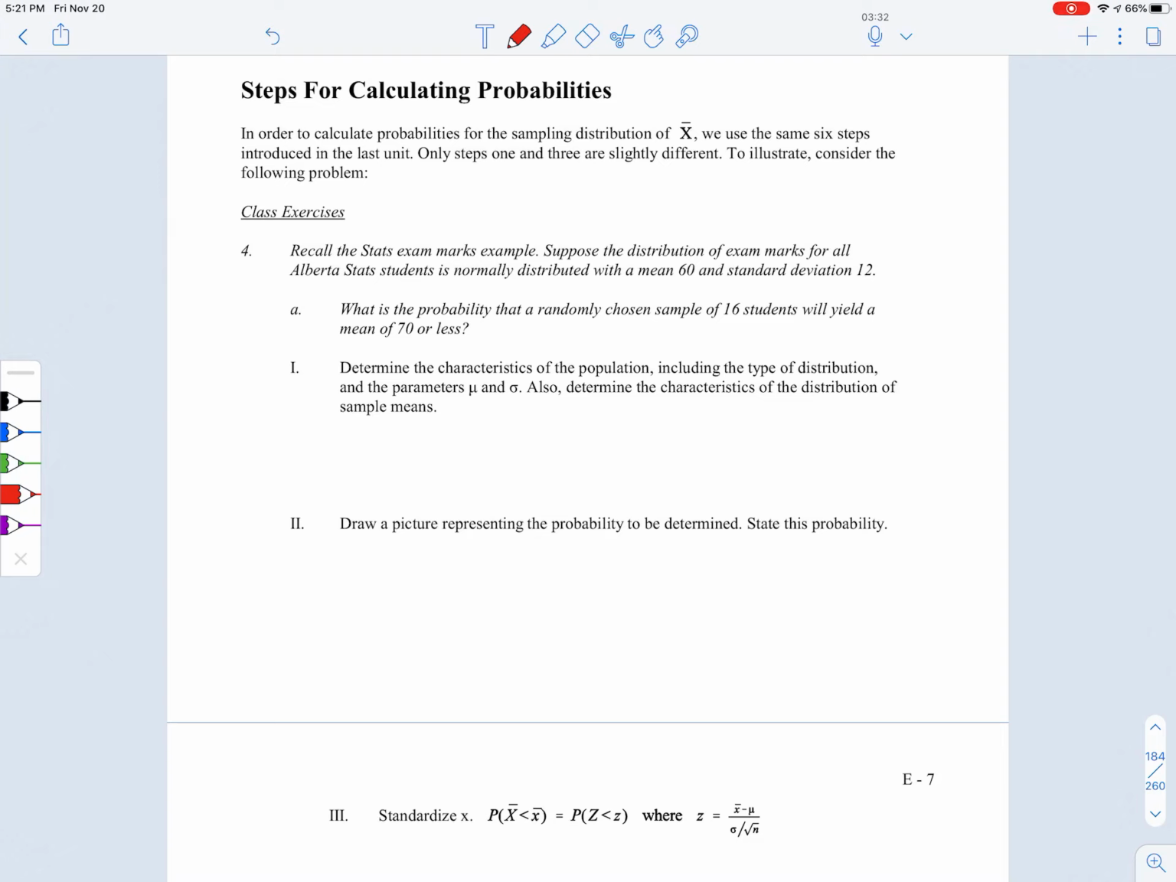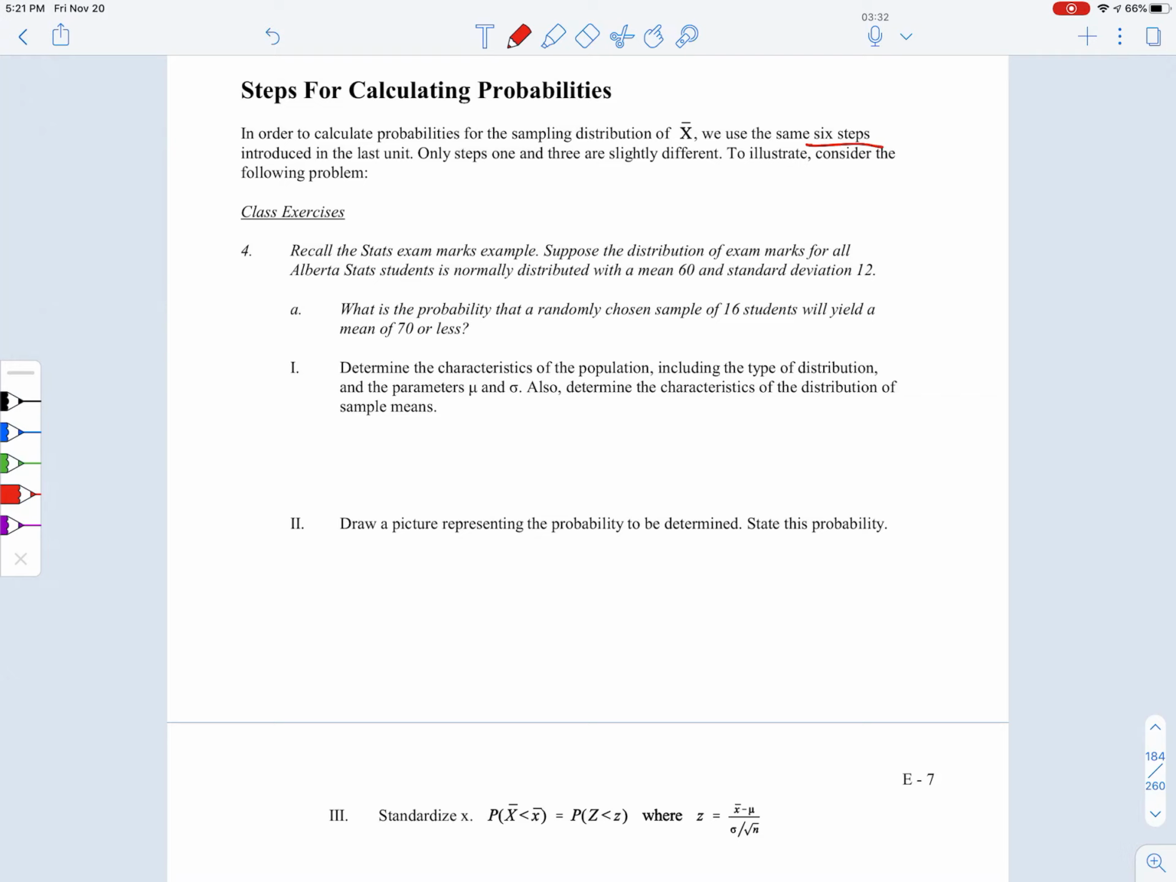It would be a really good thing to go back and listen to that first video on Unit E, because that talks about why we're doing this and the importance of the central limit theorem. But I'm going to assume that you've done that, so let's talk about steps for calculating probabilities. We're going to use the same 6 steps introduced in the last unit, Unit N, and only steps 1 and 3 are going to be a little different. Let me show you how that works. So let's recall the stats marks example.